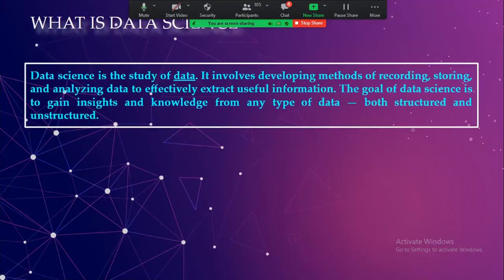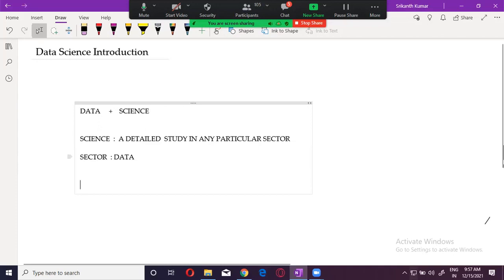Thus data science is a study of data which involves methods of recording and storing the data. Now the next question is, what is data? What is data, guys? Anyone? Anyone?